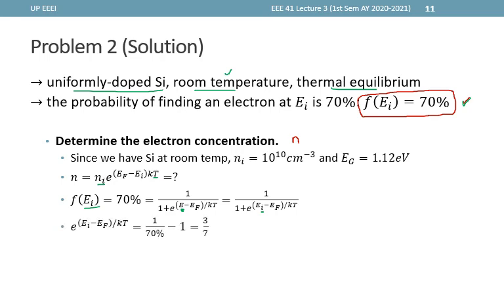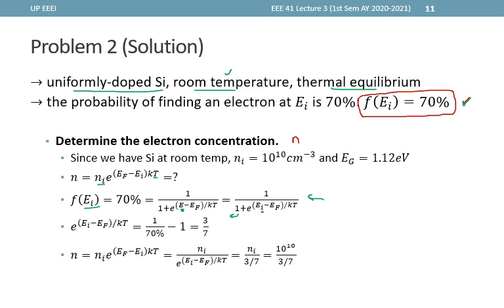Then we can solve for e raised to (EI minus EF) over KT. So isolating that term, we can get the reciprocal of both sides of this equation, then subtract 1 on the other side. So 1 over 70% minus 1, which is 3 over 7.